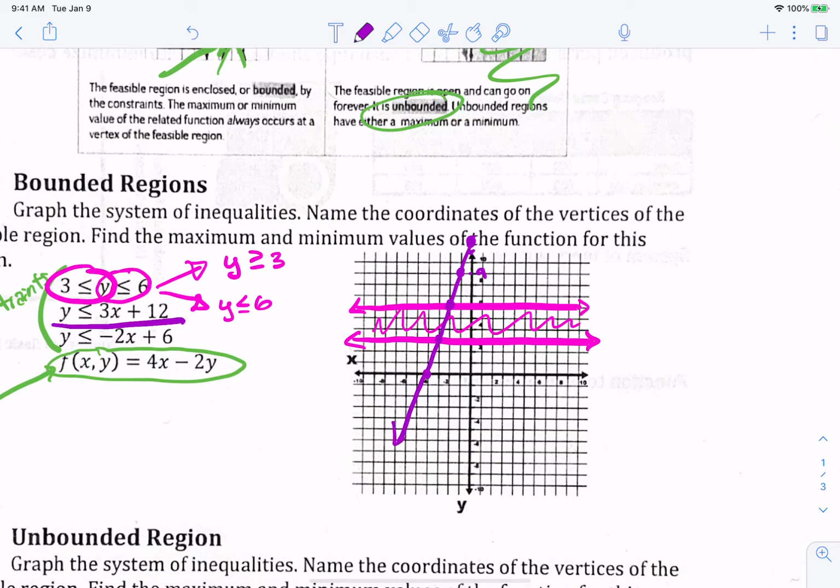Now, which way do you shade that solid line? Do you know? Which way is that going to be shaded? Y is less than, so below it. So he's going to be shaded this direction, to the right and down-ish.